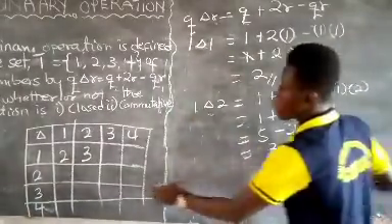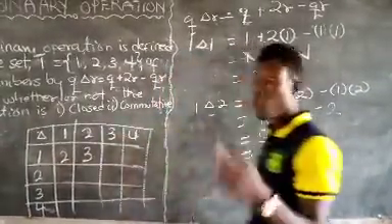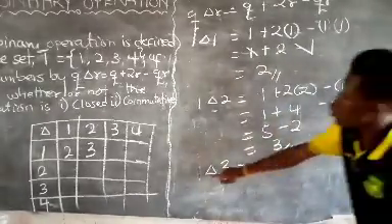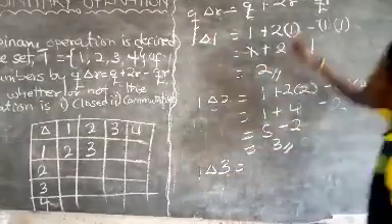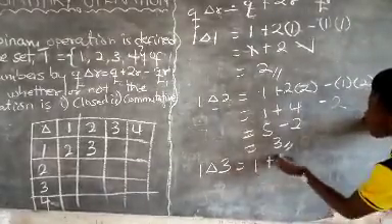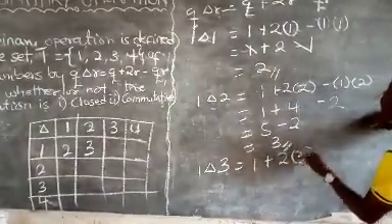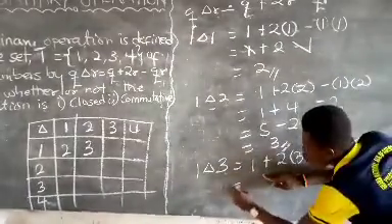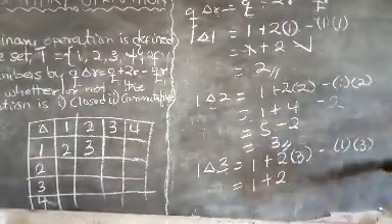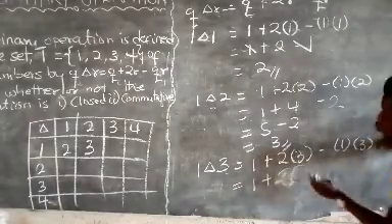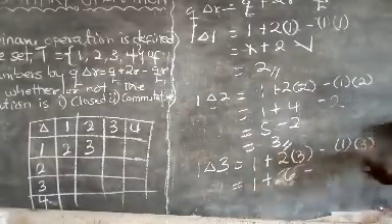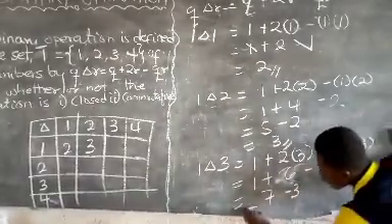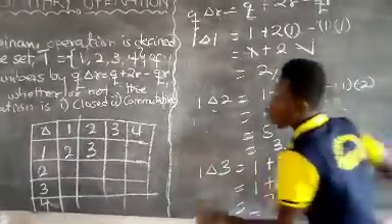Then you also take 1 and 3, and you do the same thing. In this case, Q is 1 and R is 3, so we fill it in. So 1 plus 2 into bracket R, which is 3, minus Q, which is 1, times R, which is 3. Then I do the simplification. Here becomes 1 plus 2 times 3, which is 6, minus 1 times 3, which is 3. Upon simplification, you get 7 minus 3, and that is 4.